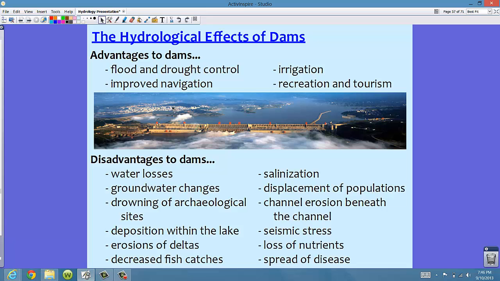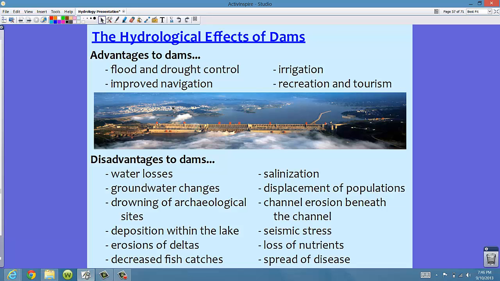So we have flood and drought control. This is something that we use dams for all the time. We stop up these rivers to stop flooding. A lot of the Aswan Dam on the Nile River in Egypt has actually been used to stop river flooding. Now drought control is another. If we have an area that has very little water, we can create a dam which allows that water to stay in certain areas so they can use it. Irrigation purposes, this is probably one of the largest reasons for dams.